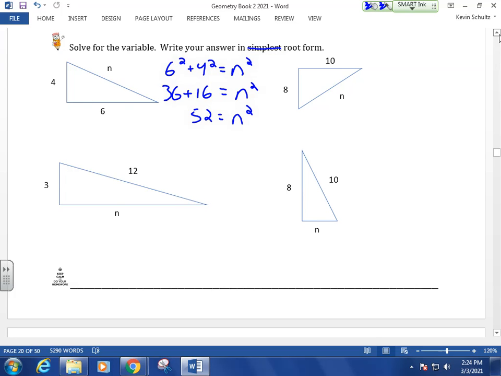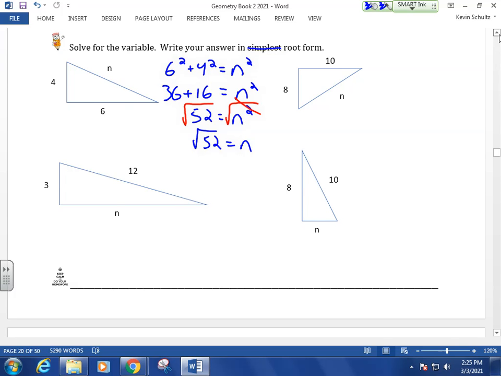To get n by itself, we're going to root both sides, like we saw in the video and talked about briefly. Taking the root of something cancels out that power. A square root undoes squaring something, just as a cube root would undo cubing something, right? So that's gone. And we're left with the root of 52 equals n. On the test, that would be an acceptable answer. For an extra credit point, what would you now do?